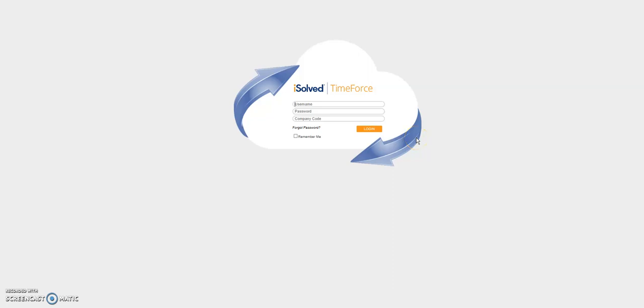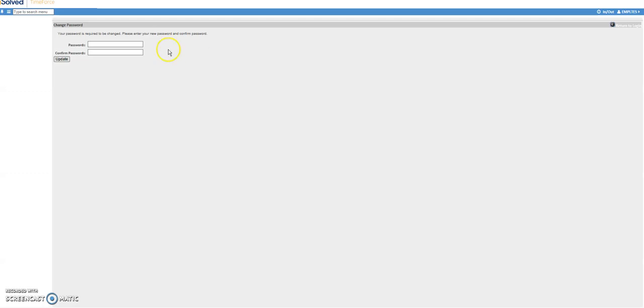Clicking on the I solved link will take you to where you need to enter your username, password, and company code. Your username is the first 4 letters of your last name and the first 3 letters of your first name. Your password is 1234, and you'll be required to change it this first time you log in. I recommend writing down your password and adding it to your cell phone as a contact, so you always have it with you.